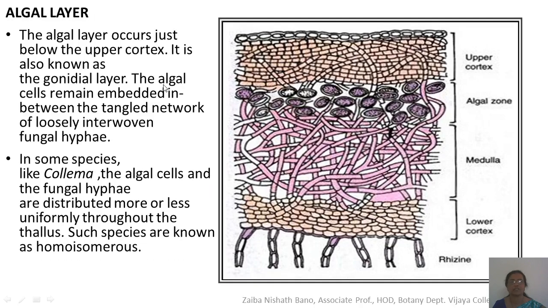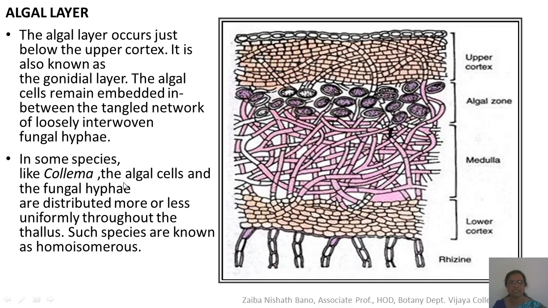Now coming to the second layer, which is the algal layer, which occurs just below the upper cortex. It is also known as the gonidial layer. Why gonidial layer? These are the cells which are supposed to help in the reproduction of the algae before it lost its identity to form the lichen thallus. The algal cells remain embedded in between the tangled network of loosely interwoven fungal hyphae. As you can see here, they are there in the loosely interwoven network of the fungal hyphae.